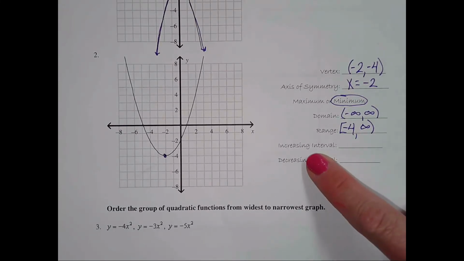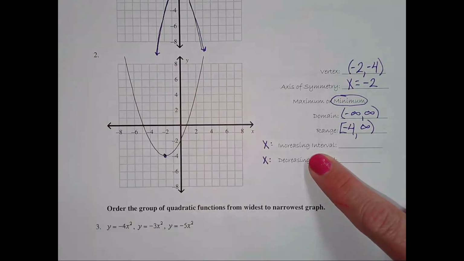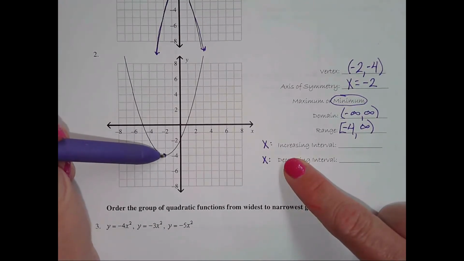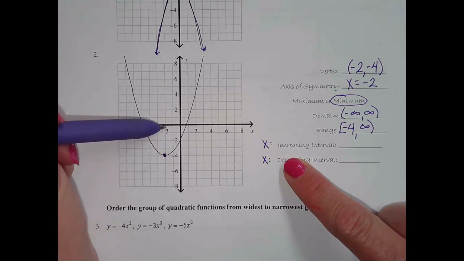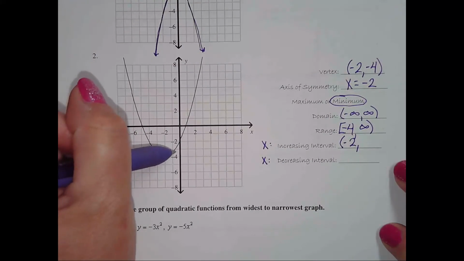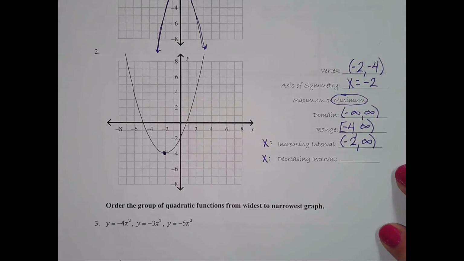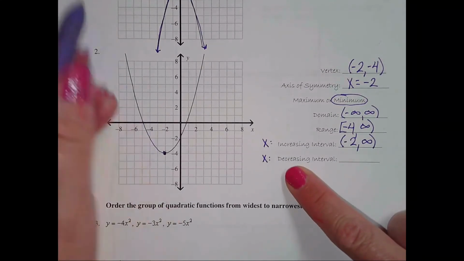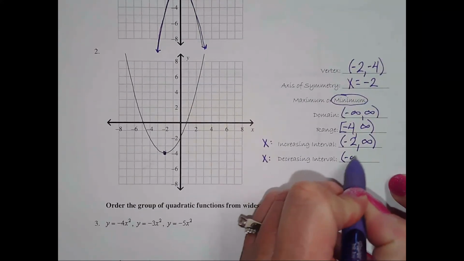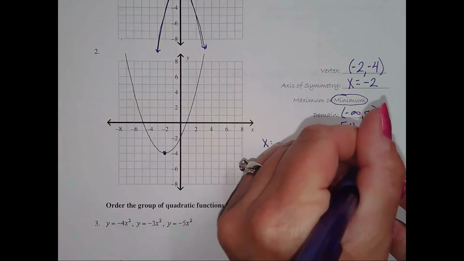For the increasing interval, remember, increasing and decreasing intervals have to do with your x values. So your graph starts increasing right here, and the x value right here is -2. So it starts increasing at -2, and it increases to the right, which goes in the positive infinity direction. Decreasing interval, it starts decreasing somewhere off to the left, but we don't know, so that's going to be negative infinity. And it decreases until it gets to here, and the x value there is -2.